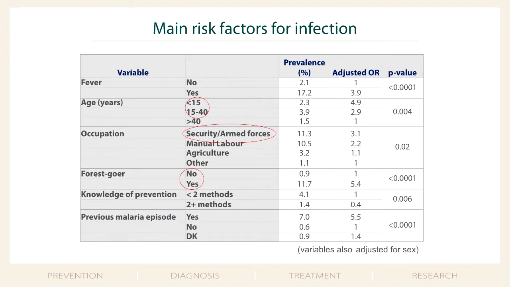So these risk factors are our main risk factors that were significant in the univariate analysis and remain significant in our multivariate model. So associated with infection were fever, age, occupational group, forest goers, knowledge of prevention methods for malaria, and also having a previous malaria episode. So I'll just point out a few of these.